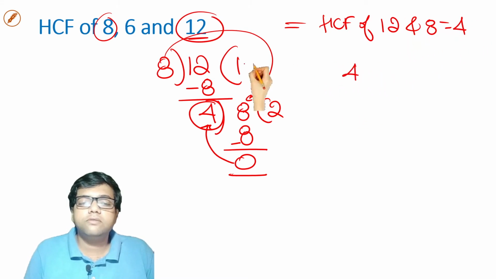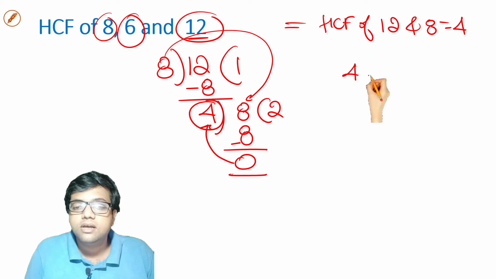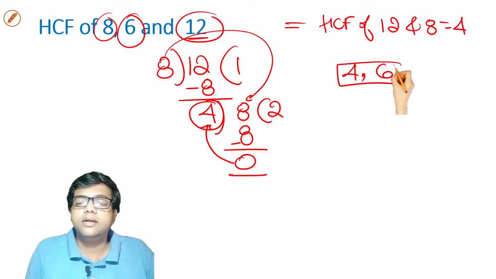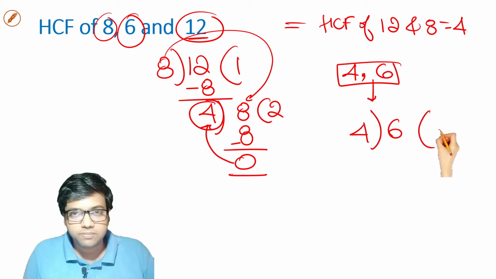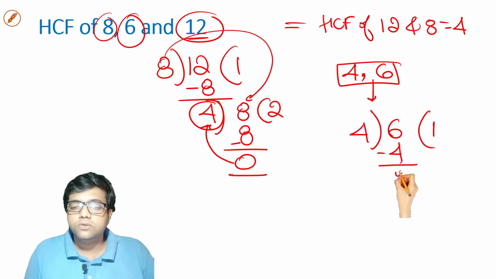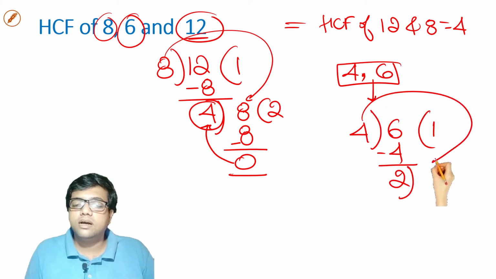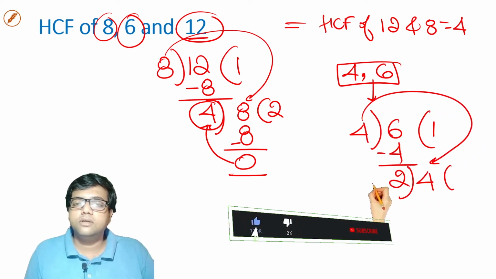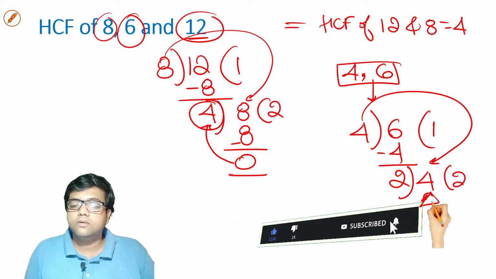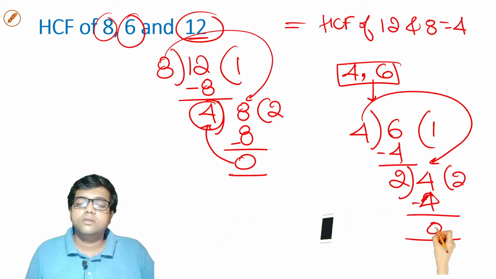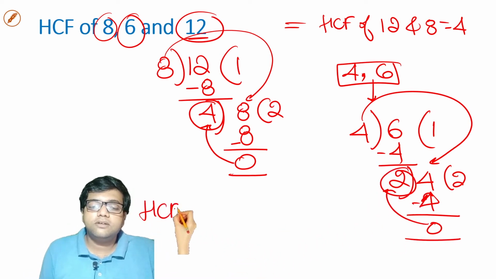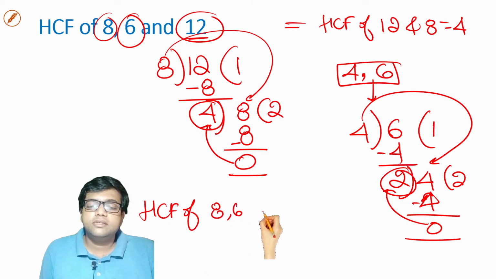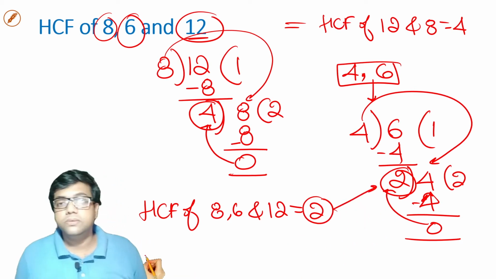Now the other number which is left is 6. We need to find the HCF for 4 and 6. So let's do it. Take the highest number, divide by the smaller number. 6 ones are 6. So you are left with remainder 2. Now take the 4 down, divide with the remainder. 2 2s are 4. You get remainder 0. So the immediate next number is 2. So the HCF of 8, 6 and 12 is equal to 2.